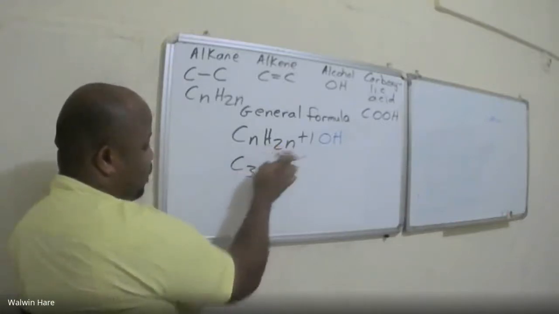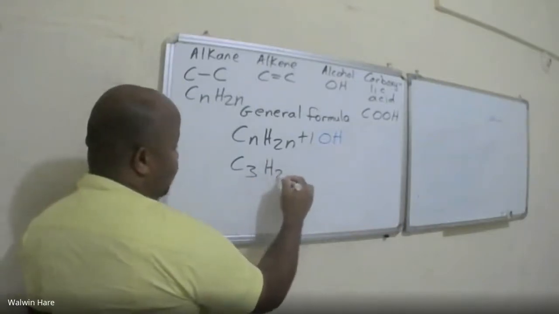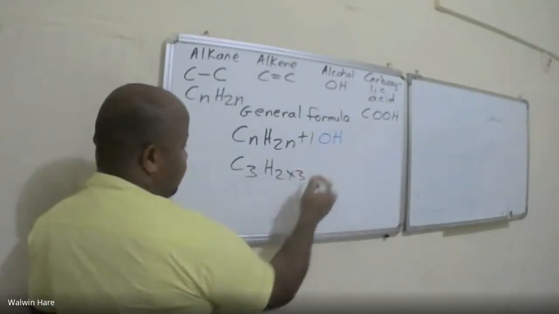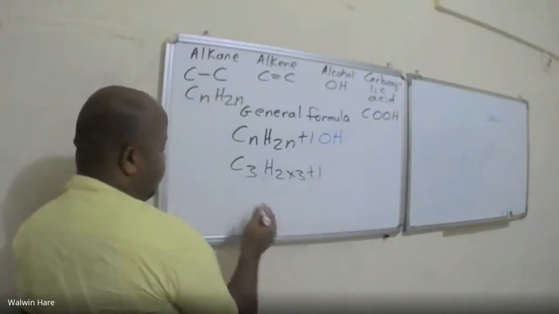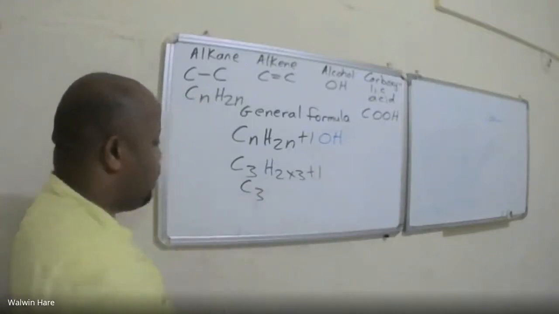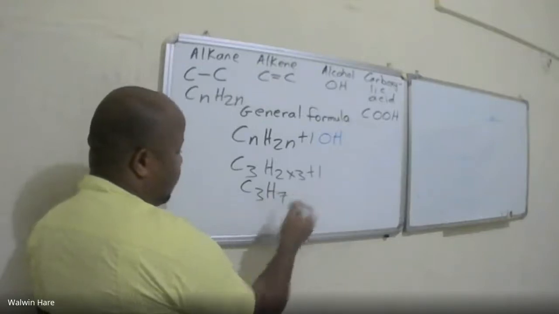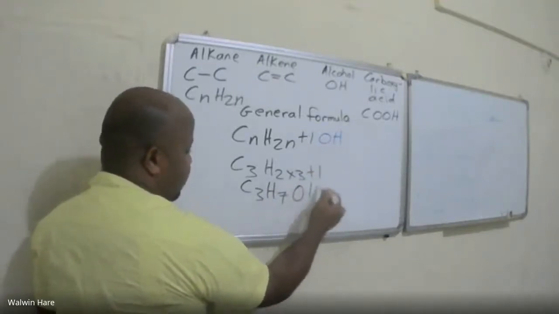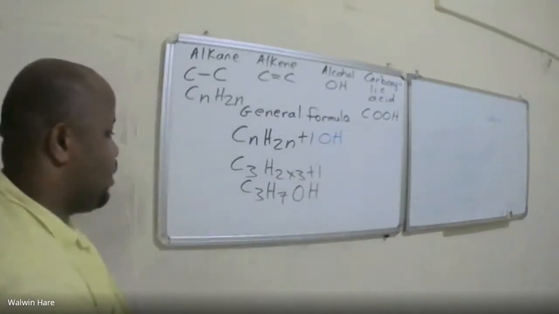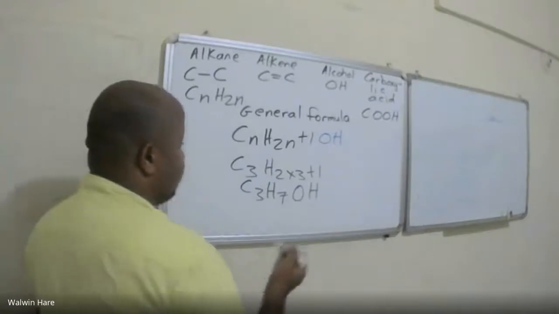Remember, n is the amount of carbons, right? So 2 times 3 plus 1. How many hydrogens is this? Somebody can tell me? 7. Right, 7. So it would be C3H7, then the functional group that is correct, right? So it is C3H7OH.